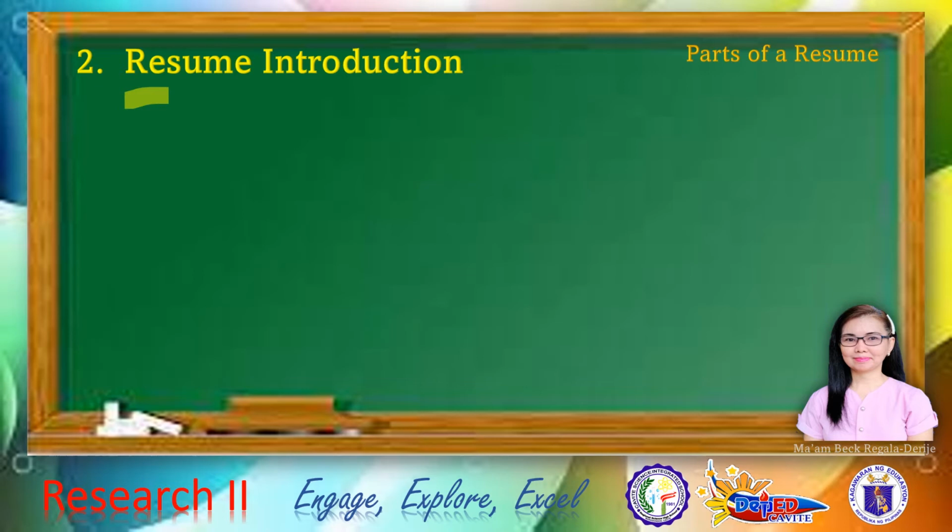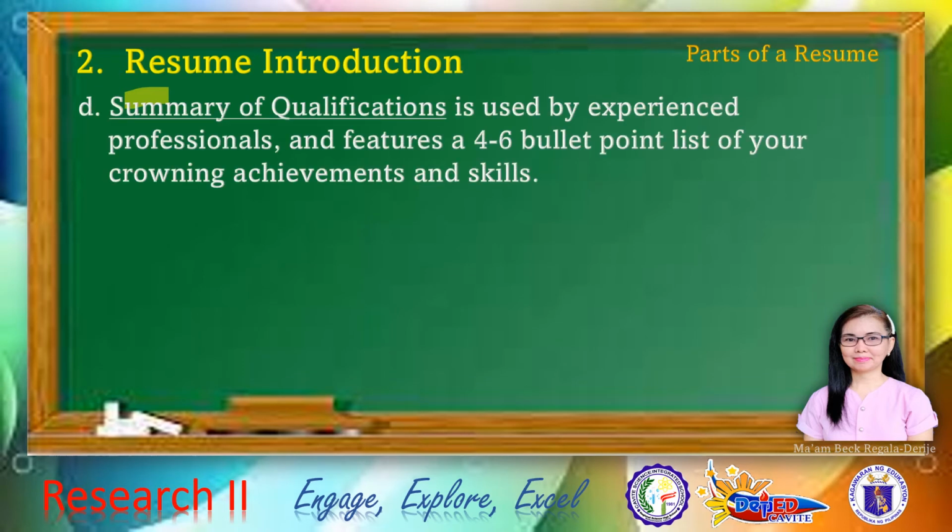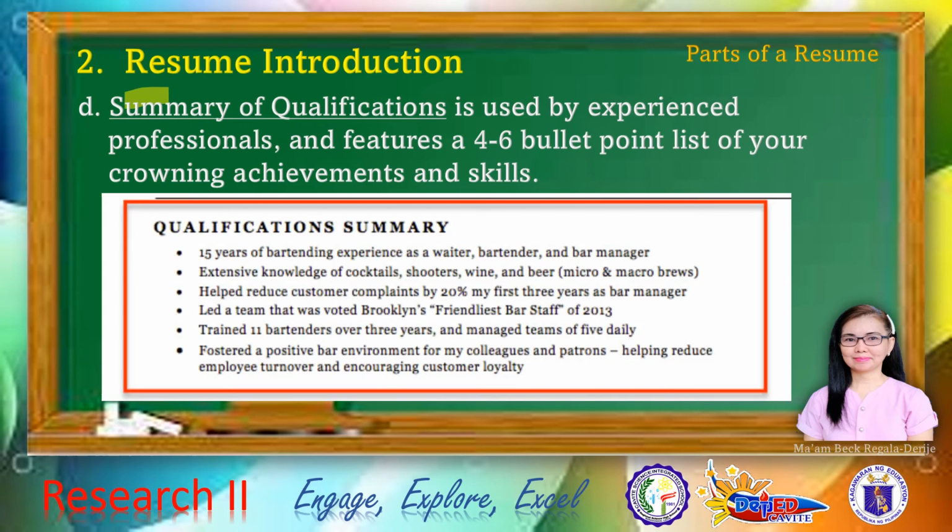Alright? Then we have the summary of qualifications or qualification summary, which is used by experienced professionals and features a 4 to 6 bullet points list of your crowning achievements and skills. So, crowning achievements, ibig sabihin, lahat na ng magaganda mong achievements on your past experiences, ilalagay nyo na. So, qualification summary, this is very different in the format compared to the other three types of resume introduction because this is in bulleted form.